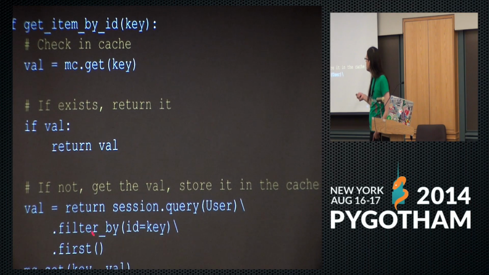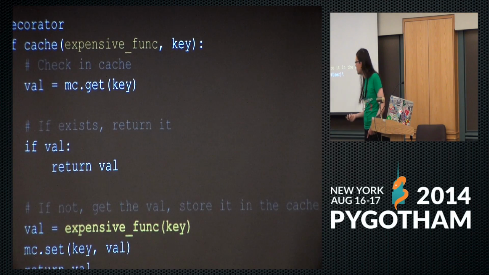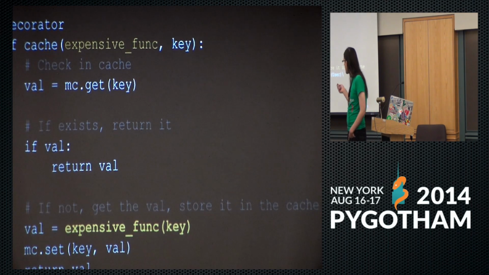dictionary in Python. So if that value is returned, then return it. Otherwise, here's where you actually do the work. Now, the important part is once you're done with the work, you have this line, mc.set key value. Memcache is just a key value store. It's very simple. What you're just storing is the result of that query.